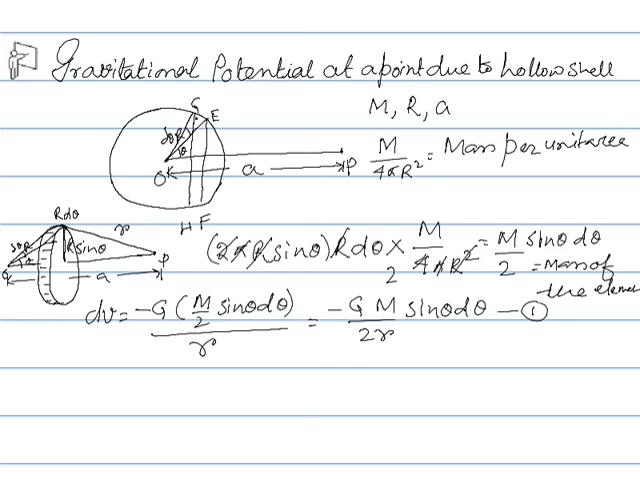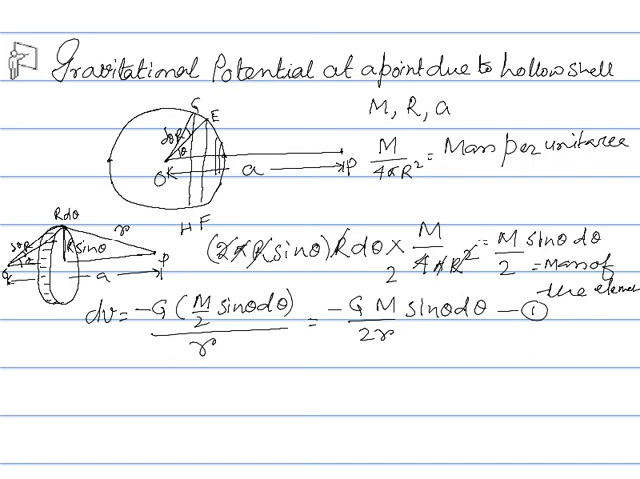Now if we take this type of ring here, there will be two variables, theta and the distance. This equation contains two variables, theta and r. So we can integrate this equation from this point to this point to get the total gravitational potential for all the elementary strips. But first of all we have to convert this equation in terms of one variable.